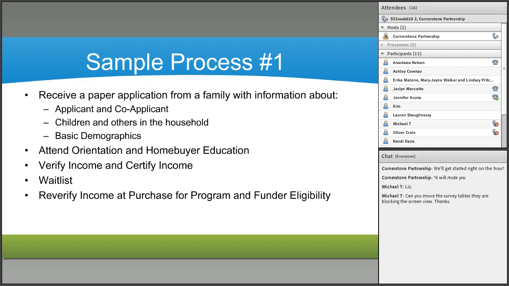This sample process is going to be as if my family is receiving a paper application, and that's got some of this information on it. Then they come to an orientation, and they attend homebuyer education somewhere else, not at my program. Then in this sample program, after they've attended homebuyer ed, we verify their income and certify it, and then the family goes on a wait list. But when the family actually qualifies for a particular home, we re-verify their income at the time of purchase. That's just the sample process that I'm going to show you today.